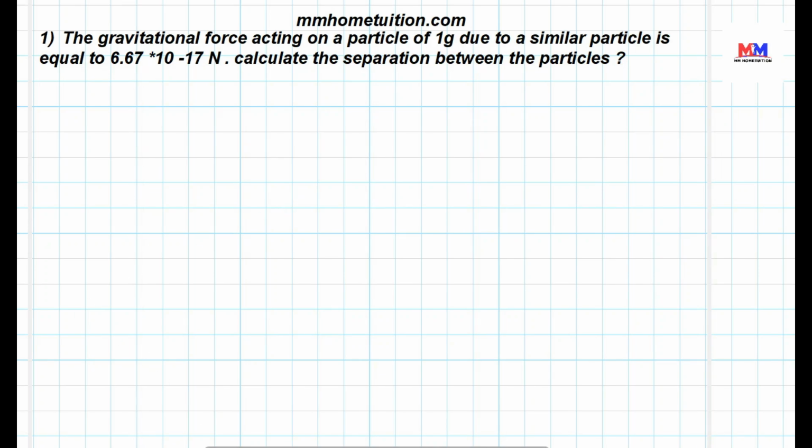Question is given that the gravitational force acting on a particle of 1 gram due to a similar particle is equal to 6.67 × 10^-17 Newton. Calculate the separation between the particles.